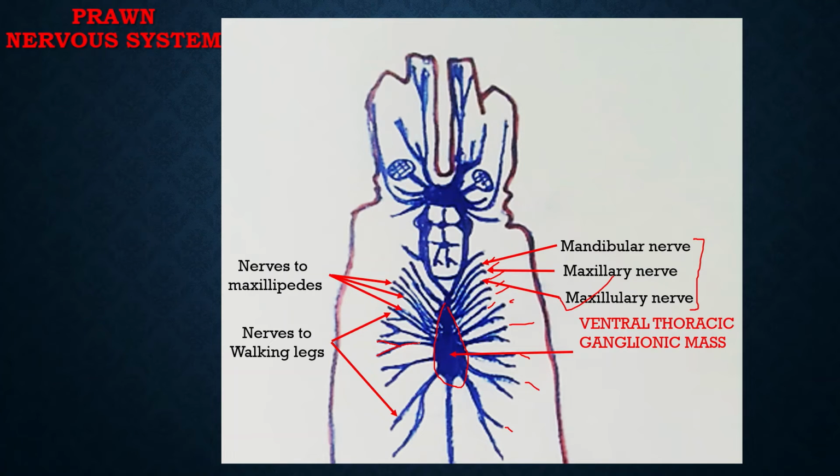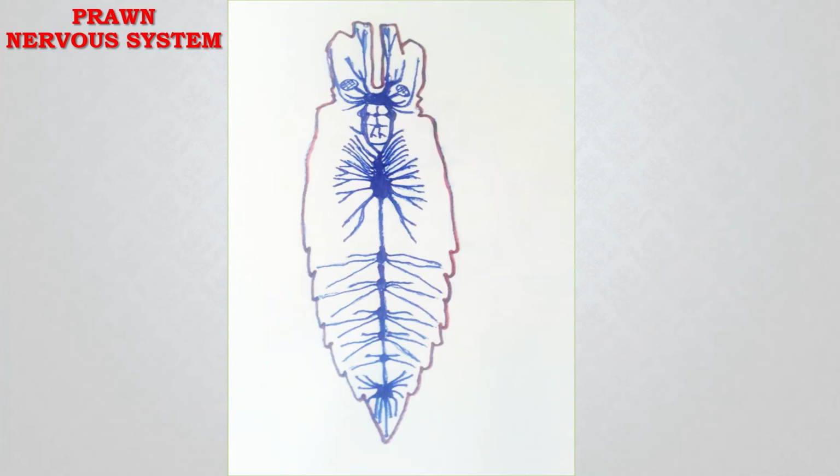bifurcate. All 5 nerves to the walking legs, each nerve of the legs, bifurcates before entering the legs. This is about the third part of the nervous system, the ventral thoracic ganglionic mass.